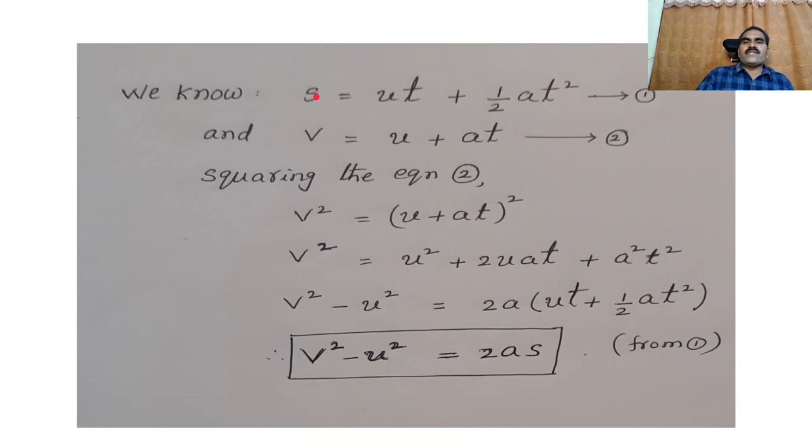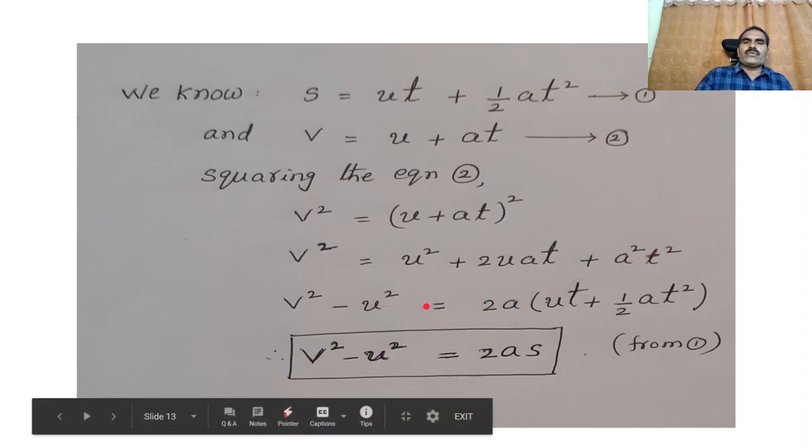S is equal to UT plus half AT square, this is the second equation, and V is equal to U plus AT. Here, square this equation 2, that means V square. When you square the left side, the right side also we have to square, so U plus AT whole square. So V square is equal to (a plus b) whole square, means a square plus 2ab plus b square, means U square plus 2 into U into AT plus b square means AT whole square, which is A square T square.